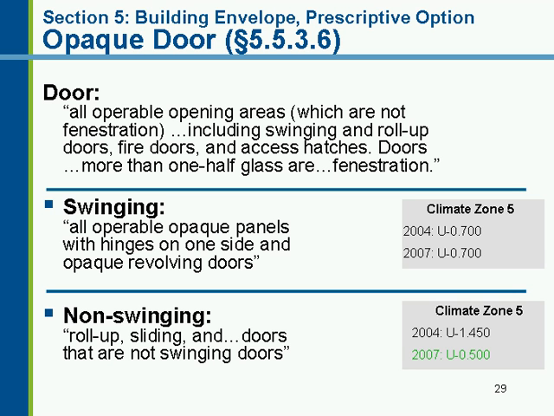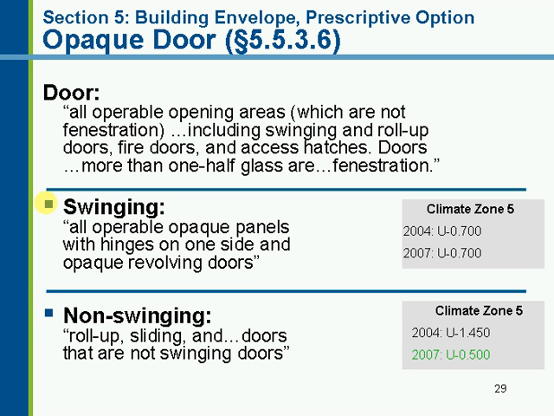There are two types of door categories. This is the last opaque category. A door is considered any operable opening which is not fenestration. So we're not talking about storefront doors that are made out of glass, but it includes swinging and roll-up doors, fire doors, access hatches. Any doors which are more than half glass are considered fenestration. So this is typically going to be the fire exit doors and warehouse type of doors.